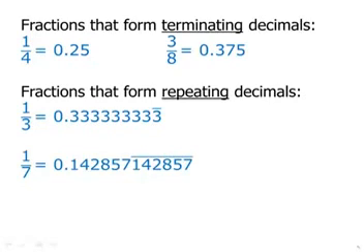Similarly, 1/7. This is not a single digit repeating. This is a set of digits repeating. 142857, 142857, 142857. That whole pattern repeats like mathematical wallpaper forever. And the way we indicate that is by writing the long bar over that entire set of repeating digits. So once again, fractions, when written as decimals, are either terminating decimals, decimals that come to an end, or repeating decimals, decimals that repeat a particular pattern.